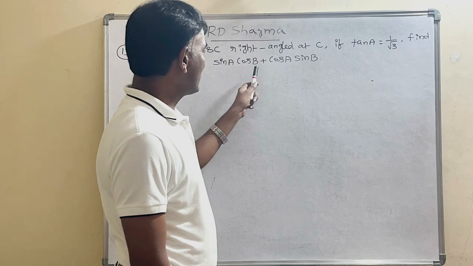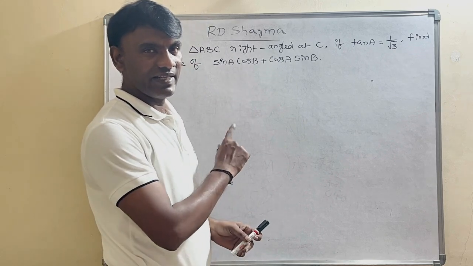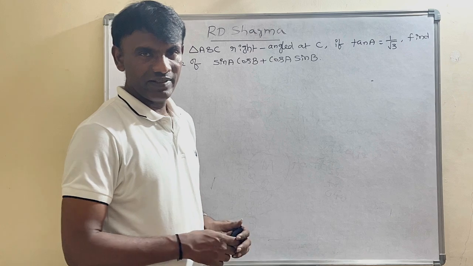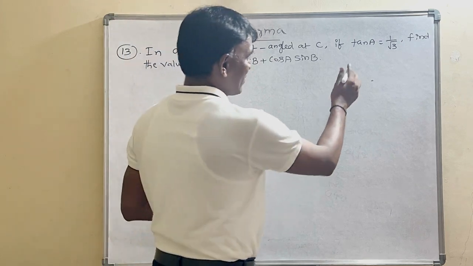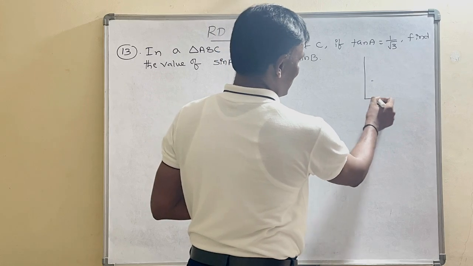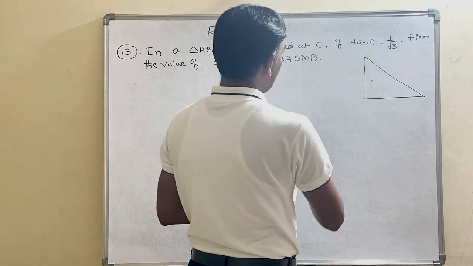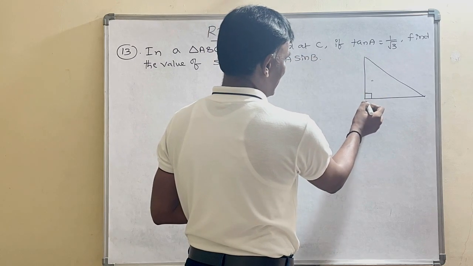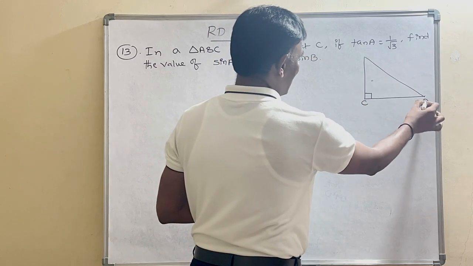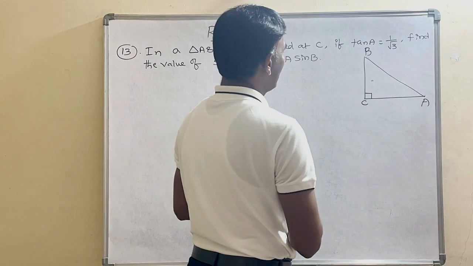After that again we consider B an acute angle, and by using those two angles we find sin A cos B, cos A sin B, and finally we can add both the values. And here this is one of the given right angle triangle. So it is triangle, and what they mentioned here, right angle at C. So this is C, and just write here A and here B.